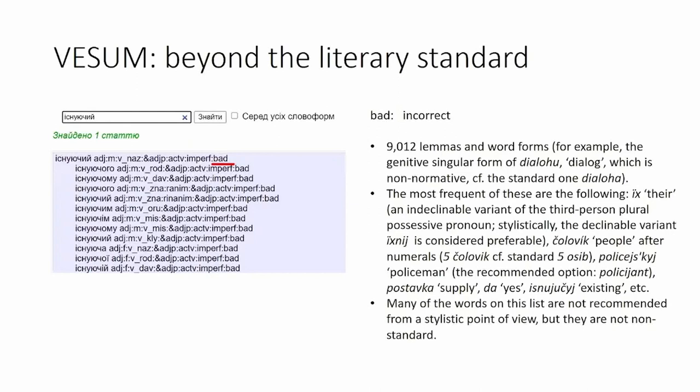For example, the genitive singular form of a masculine noun can be a or u, and it's a very complicated rule of 20 points. When it is a and when it is u, and in the corpus, of course, they are mixed very often. The second most frequent case is the variant ich, possessive plural third person pronoun. Standard for Ukrainian is ichni, but in texts, ich is used also very often.